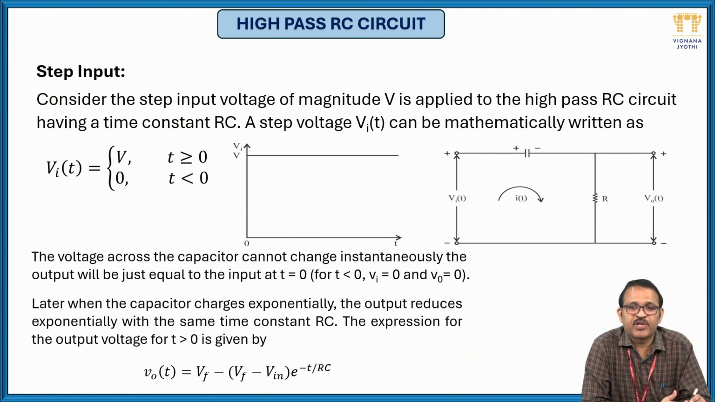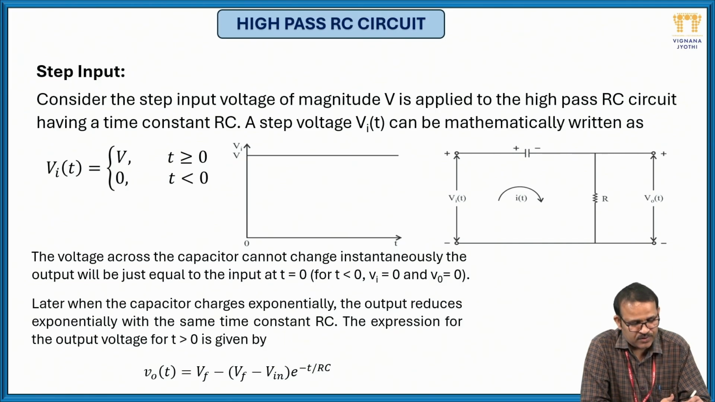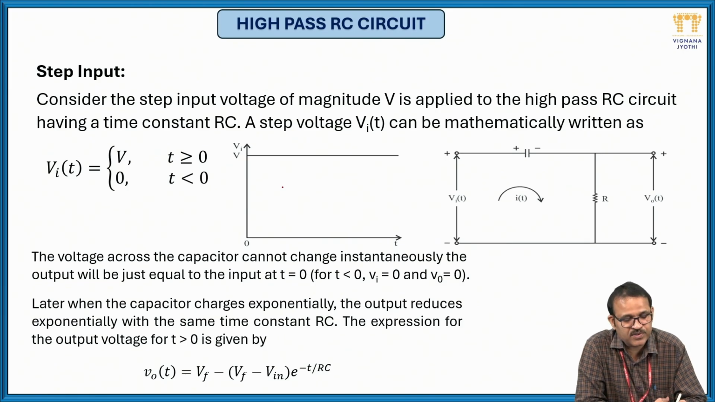Now the step input response of the high pass RC circuit. Consider a step input voltage of magnitude V applied to the high pass RC circuit having a time constant RC. A step voltage VA of t can be mathematically written as VA of t is equal to V volts for t greater than or equal to 0, and 0 for t less than 0. So this is the graphical representation of the input signal. For t greater than or equal to 0, the input voltage is V volts constant. For t less than 0, the input voltage is 0.